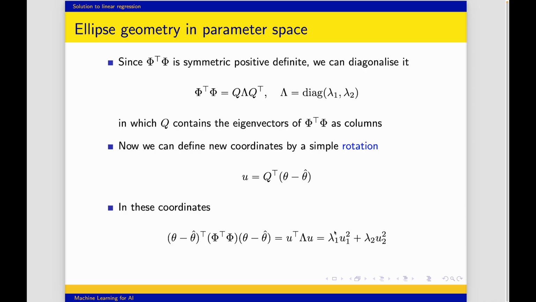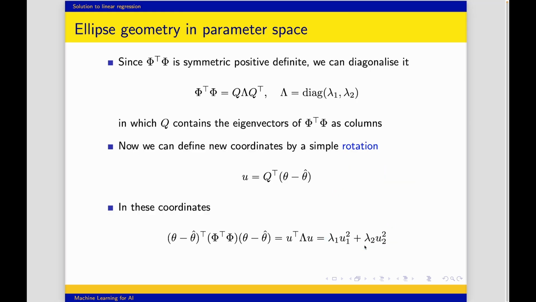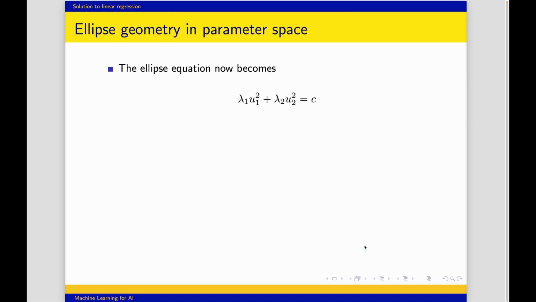Which is what? Well, it's going to be lambda 1. So let's write this out for the sake of completion. So we've got lambda is lambda 1, lambda 2, 0 and 0. U transpose is U1, U2, right? And U is U1, U2. And if we multiply all of this out, we'll get this, because these off-diagonal terms are 0. This is looking nicer, right? It's looking like a standard ellipse aligned with the axes.